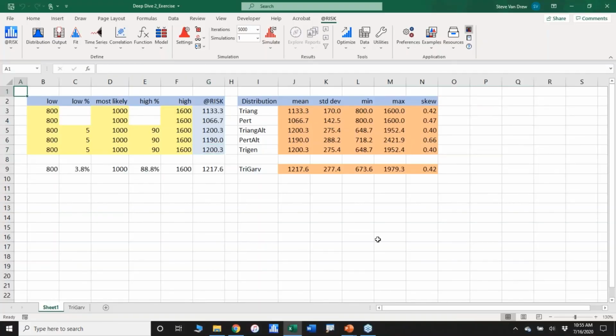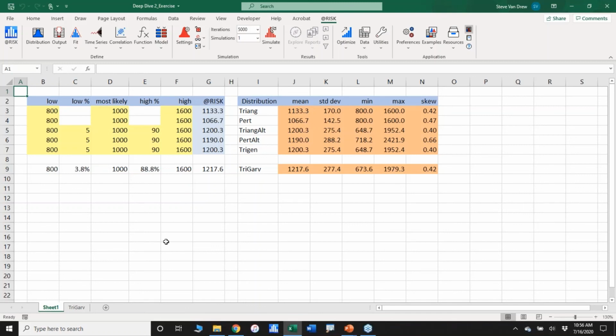Yeah, I wanted to ask, so Paul Garvey's approach maintained the skewness and the kurtosis of the distribution and just shifted the tails out. What's the difference between that and trying Alt and Trigen?